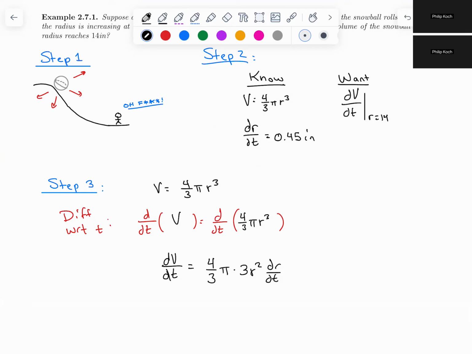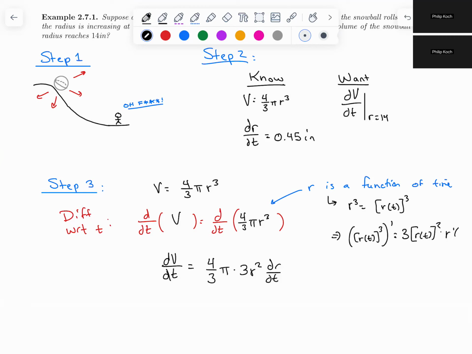But the reason why the derivative of r cubed is 3r squared dr/dt is, remember, these things are changing with respect to time. So r can be thought of as a function of time. That is to say, r cubed is really r of t to the 3rd power, which implies that the derivative of r of t quantity cubed is 3 times r of t quantity squared times r prime of t, by the chain rule.